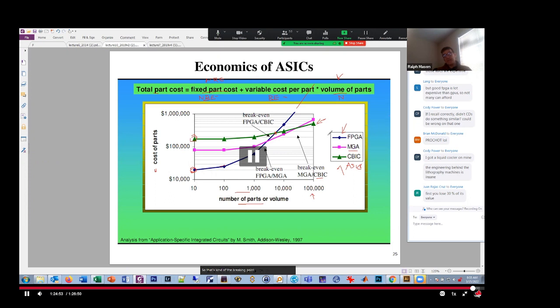The mask gate array is kind of in between. It costs more than the FPGA to design, but less than the ASIC. So it has a breaking point somewhere here, which is a lower volume. Okay. But this gives you the idea: high volume parts today are generally done as ASICs, low volume are done as FPGAs. That makes sense?